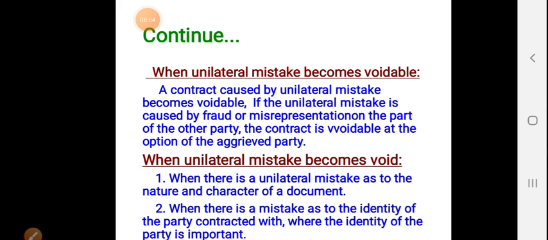One more topic, something about this particular mistake. When does a unilateral mistake become voidable? Some addition to this chapter. Usually I told you the unilateral mistake does not become voidable, but in some cases the unilateral mistake becomes voidable.